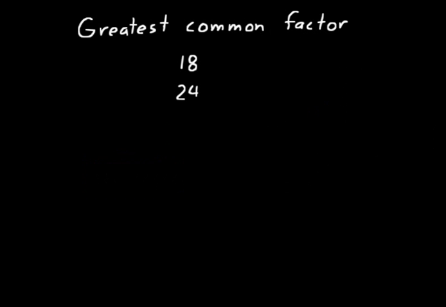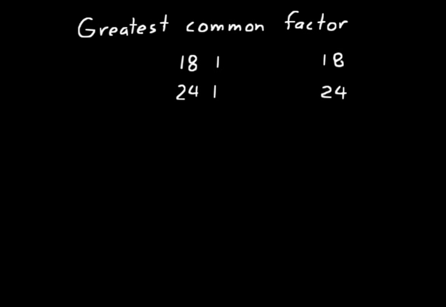Well, first we need to find out what the factors are for both of those numbers. And so for 18, let's just start with 1 and 18. I'll just put the small number on the left, the bigger numbers to the right. And 24, we'd start with 1 and 24. We can always know that those are factors of any number, 1 and then the number itself. Those are always a pair of factors.